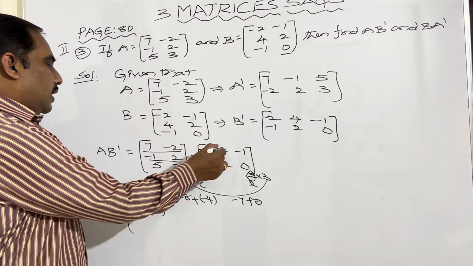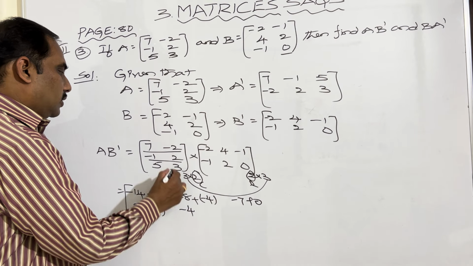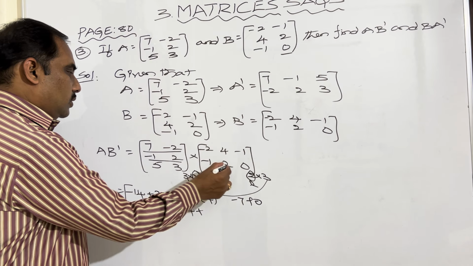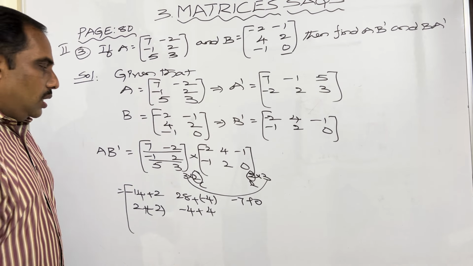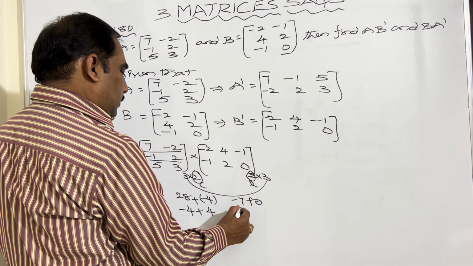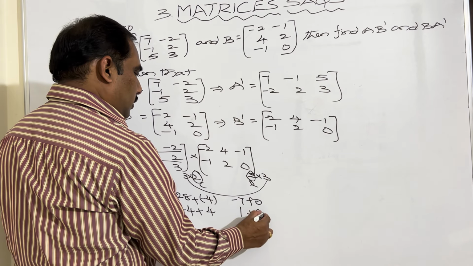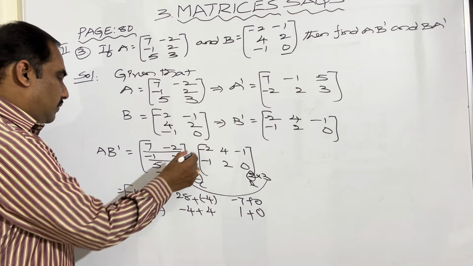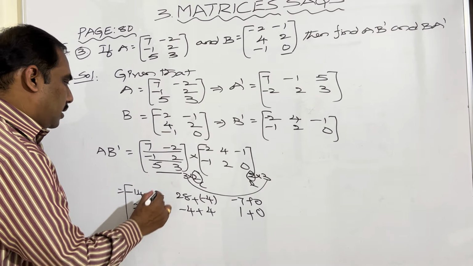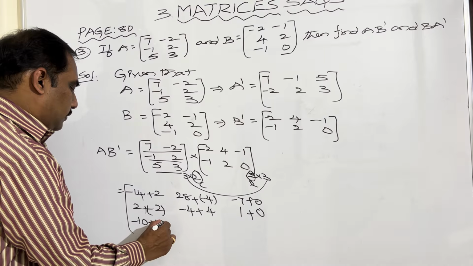Here, second row second column multiplying, minus 1 into 4, that is minus 4, and plus 2 into 2, that is 4 only here. Again, second row third column multiplying, minus 1 into minus 1, that is plus 1, and plus 2 into 0, that is 0. Again, third row first column multiplying, that is 5 into minus 2, that is minus 10, and plus minus 3 into minus 1, that is minus 3.